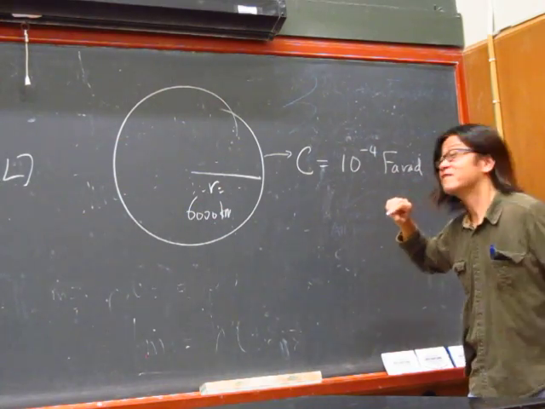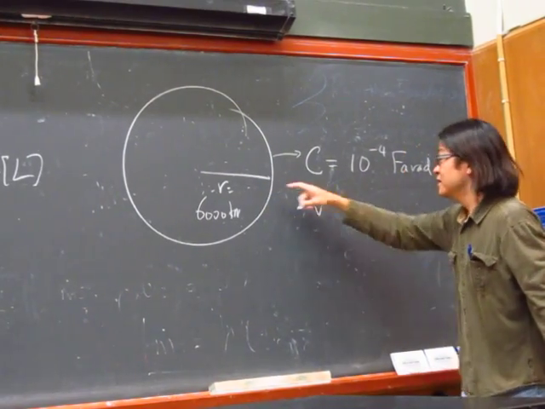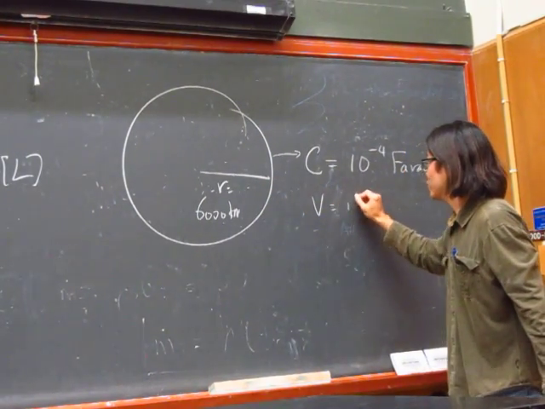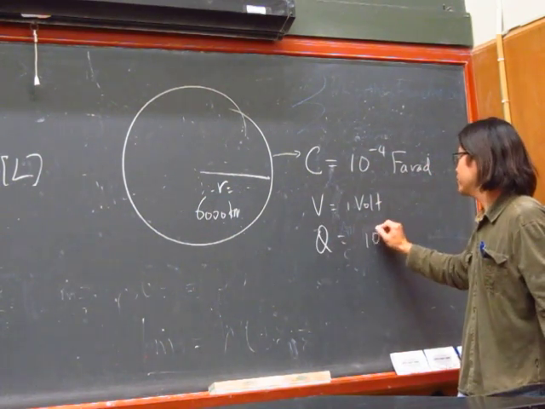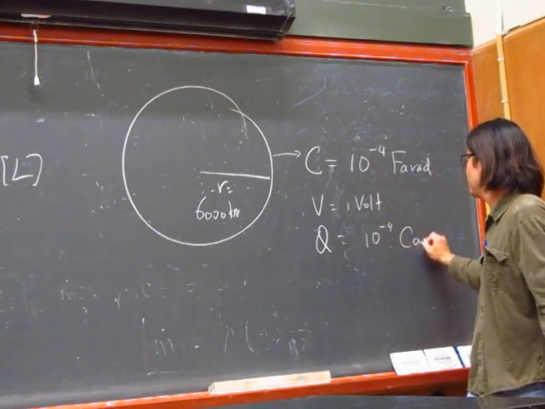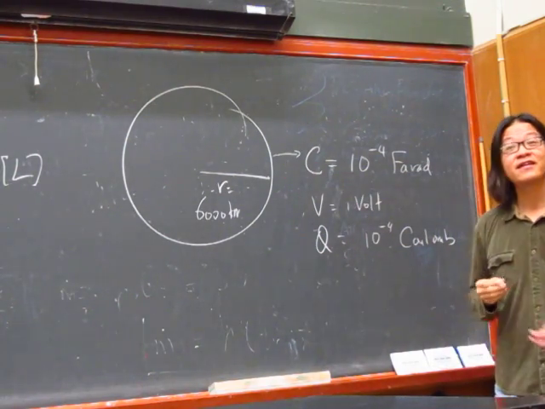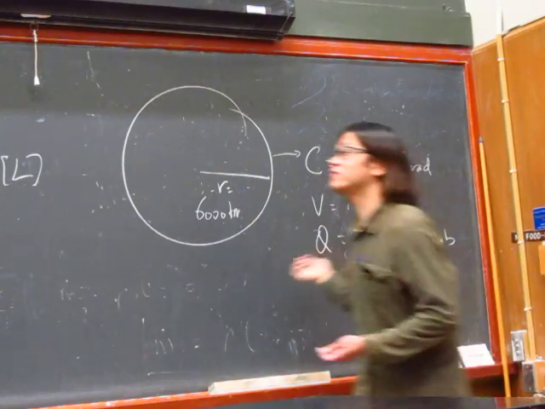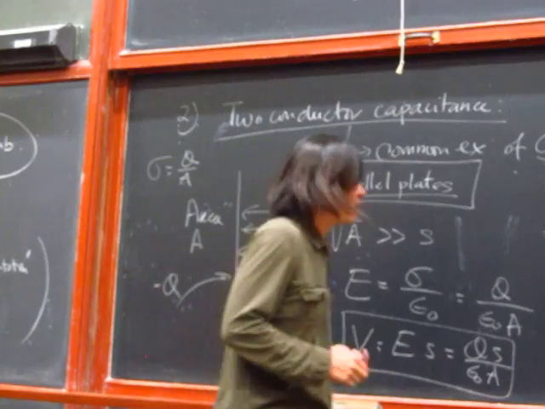Okay, so in this case, if you charge the Earth with a voltage equal to 1 volt, then the amount of charge you have is only 10 to the minus 4 coulomb across the whole sphere of the Earth. A better way to actually hold charge is a parallel plate capacitor, right?